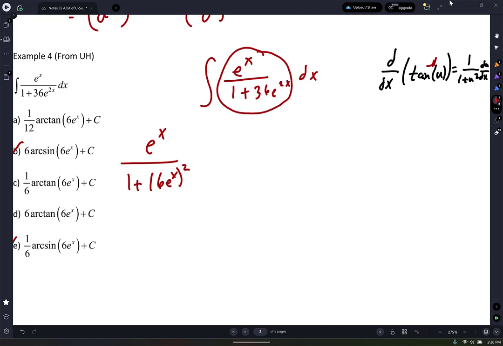All right, so there it is. I don't see any issue. That looks good to me.